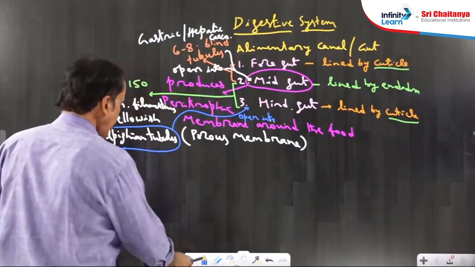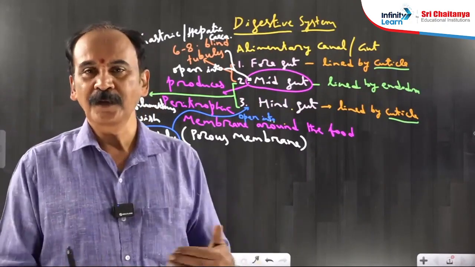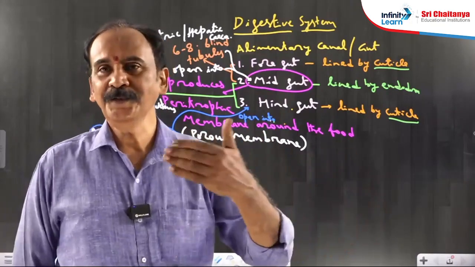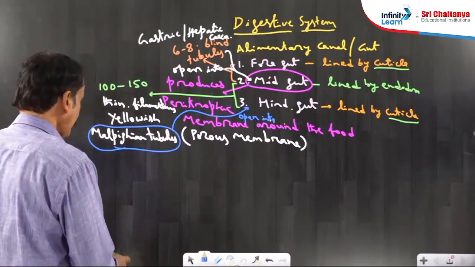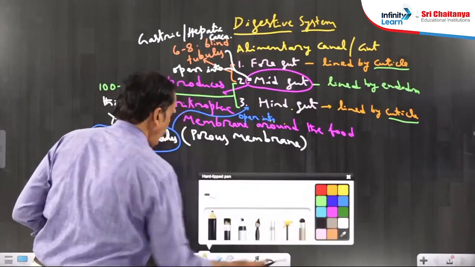Now what is the function of the foregut? The foregut helps in the collection of the food material. It takes the food material from the mouth and it enters into the pharynx, then it comes into the narrow esophagus, then it is stored temporarily in the crop.